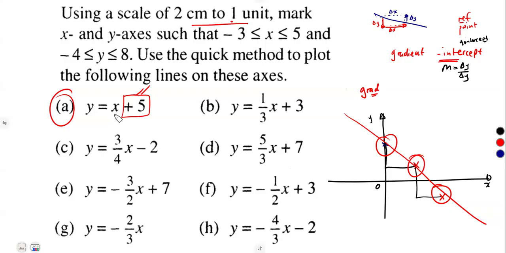Then you ask yourself, what is the gradient? The gradient is what? 1. Meaning to say, this gradient 1 tells us that there is a change in what? In y and a change in x, which is going to give us what? A 1. So that is 1 over 1 to get a 1. Or it is from -1 over -1. This will give us what? This will give us a 1.